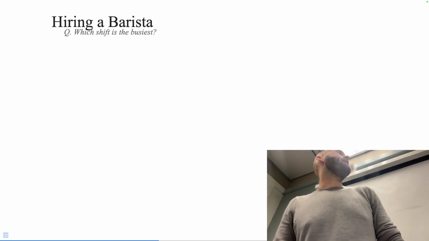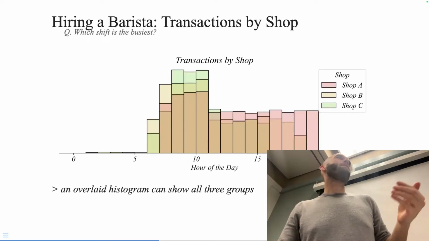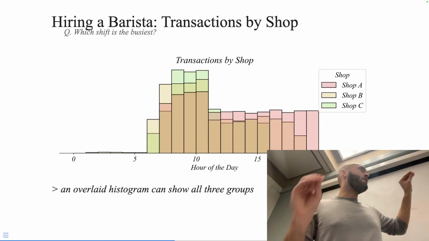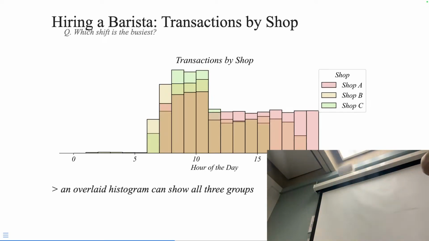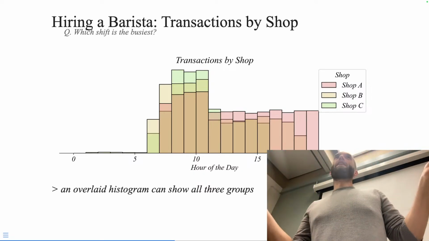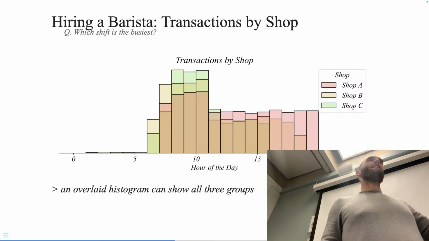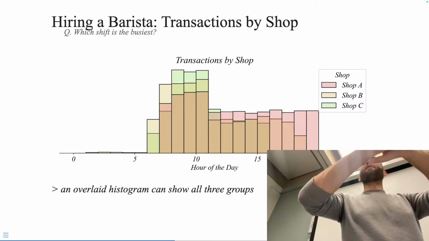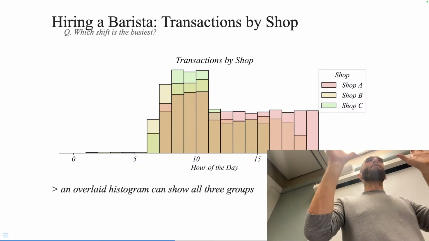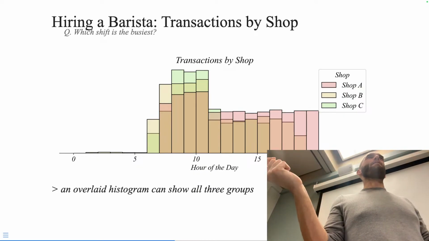The way we know this is by plotting the histogram of transactions through the day, but broken out by shop. So we have time series broken out by all three coffee shops. We have counts at each hour for each shop. And what we've done here is overlaid the three histograms on top of each other with a little bit of transparency just to allow us to see what's going on.